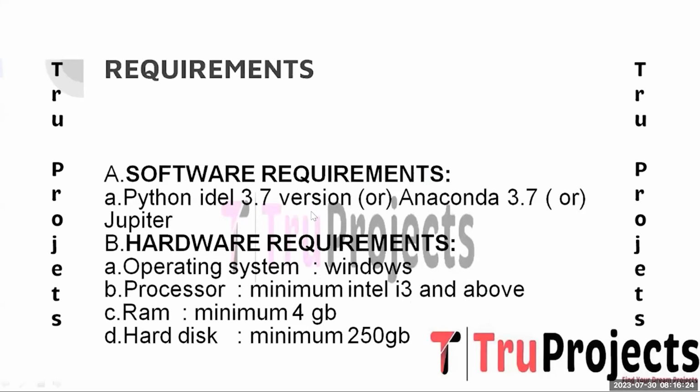These are the basic requirements that are needed to build this project. The software requirements are Python IDLE with version 3.7, Anaconda with version 3.7, or Jupyter Notebook. Hardware requirements are operating system as Windows, processor of minimum Intel i3 and above, RAM of minimum 4 GB, hard disk of minimum 250 GB.